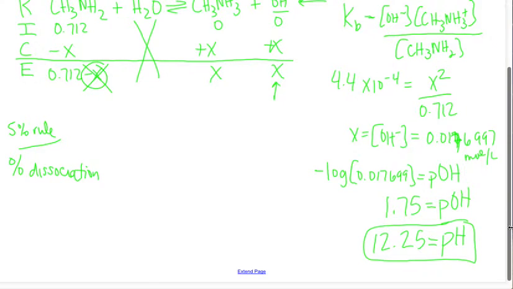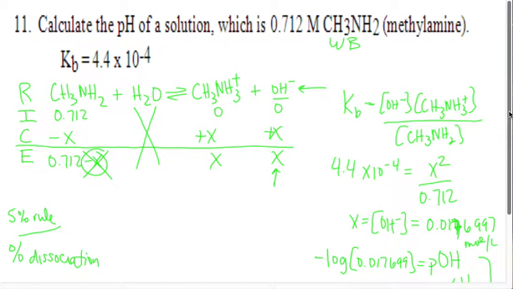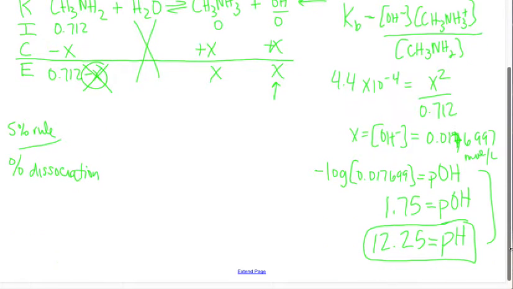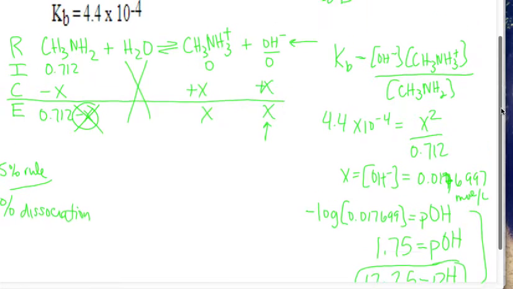Okay. So I chose to do a base problem because it has this extra step right here. When you're given a weak acid, it's easier because the X is actually equal to the H+, and then you just take the negative log of that, and that's straight up pH. So that's why I chose to do this one.